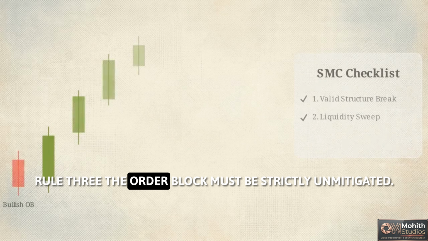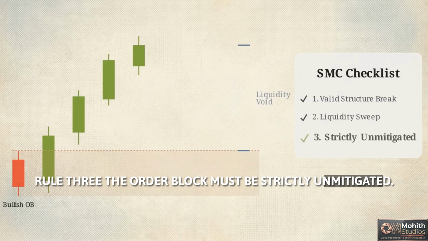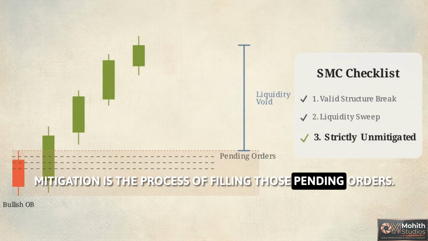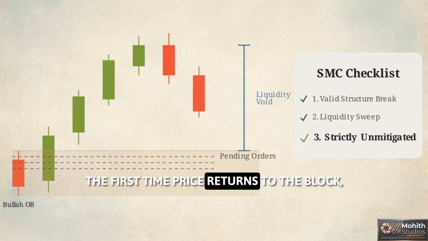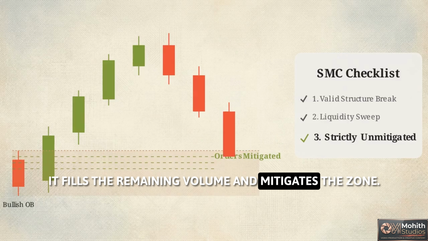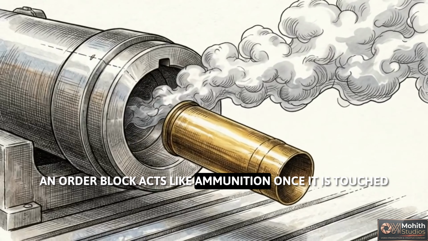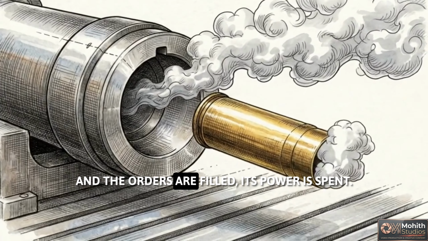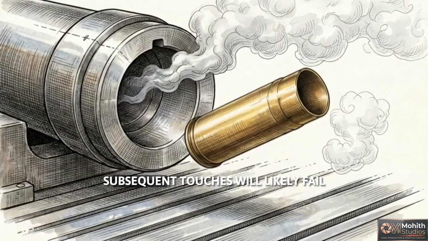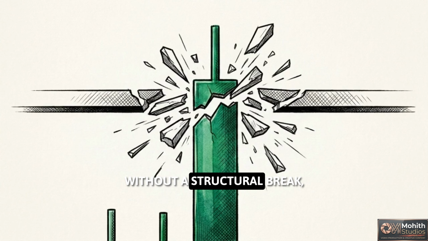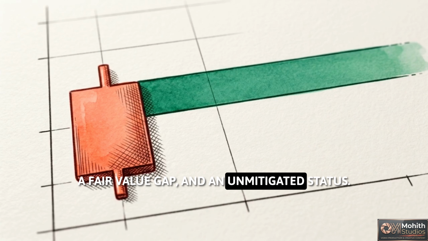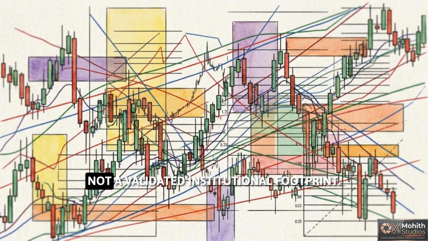Rule 3. The order block must be strictly unmitigated. Mitigation is the process of filling those pending orders. The first time price returns to the block, it fills the remaining volume and mitigates the zone. An order block acts like ammunition. Once it is touched and the orders are filled, its power is spent. Subsequent touches will likely fail. Without a structural break, a fair value gap, and an unmitigated status, a candle is just noise, not a validated institutional footprint.